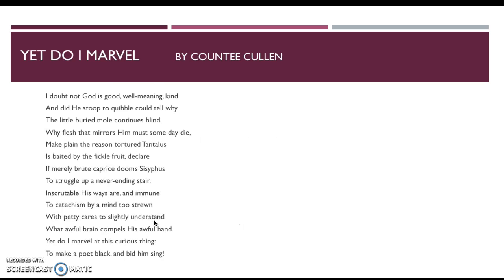So let's look at this sonnet that's assigned this week by Countee Cullen, a major poet in the Harlem Renaissance. It's called Yet Do I Marvel. I doubt not God is good, well-meaning, kind, and did he stoop to quibble, could tell us why the little buried mole continues blind, why flesh that mirrors him must some day die, make plain the reason tortured Tantalus is baited by the fickle fruit, declare if merely brute caprice dooms Sisyphus to struggle up a never-ending stair.